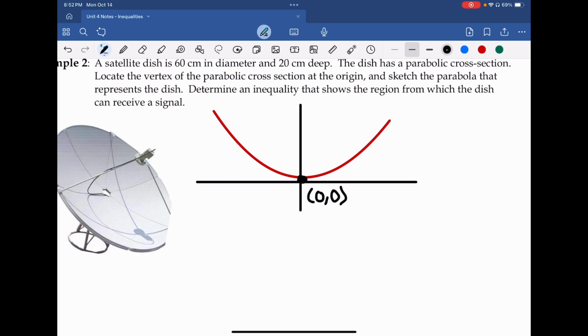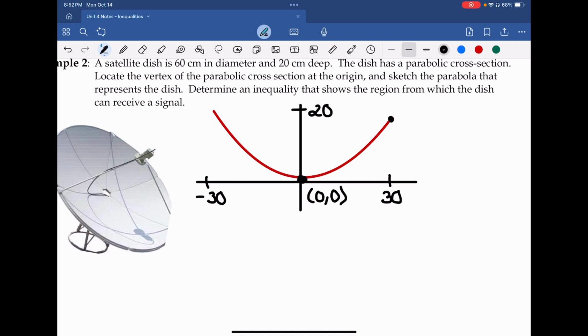Now, if we know that this satellite dish is 60 centimeters in diameter, that means from end to end of this satellite is the 60 centimeters. So first of all, over here, this is positive 30, because we go to the right by 30. We could also go to the left by 30, meaning this is negative 30. And as long as we have that covered, then we know that this represents a total distance of 60 from left to right. What we also know is that it is 20 centimeters deep. So from my highest point down to the origin, which is where it's centered at, we're going to write this as 20.